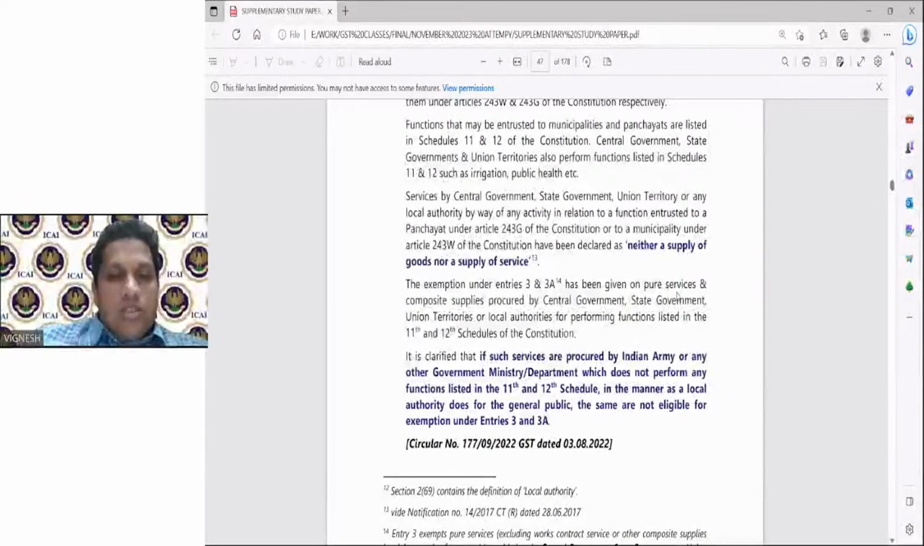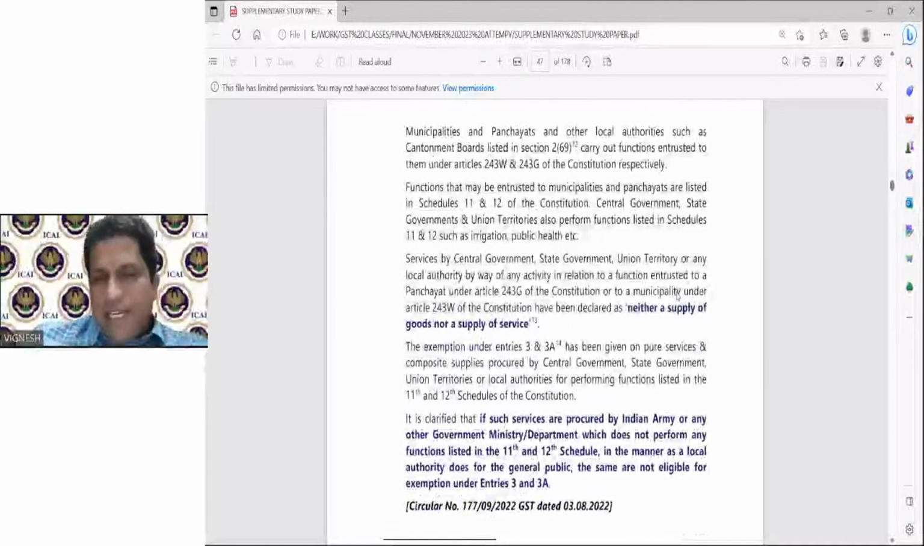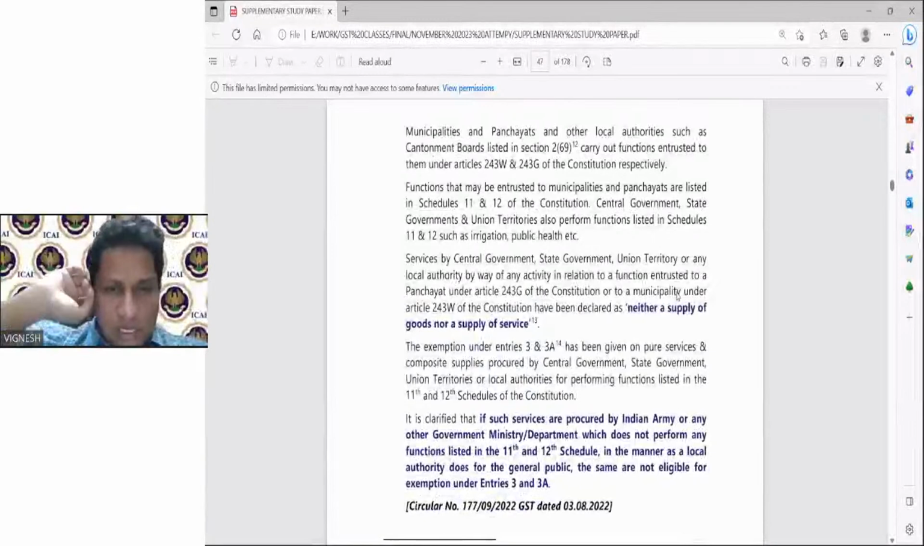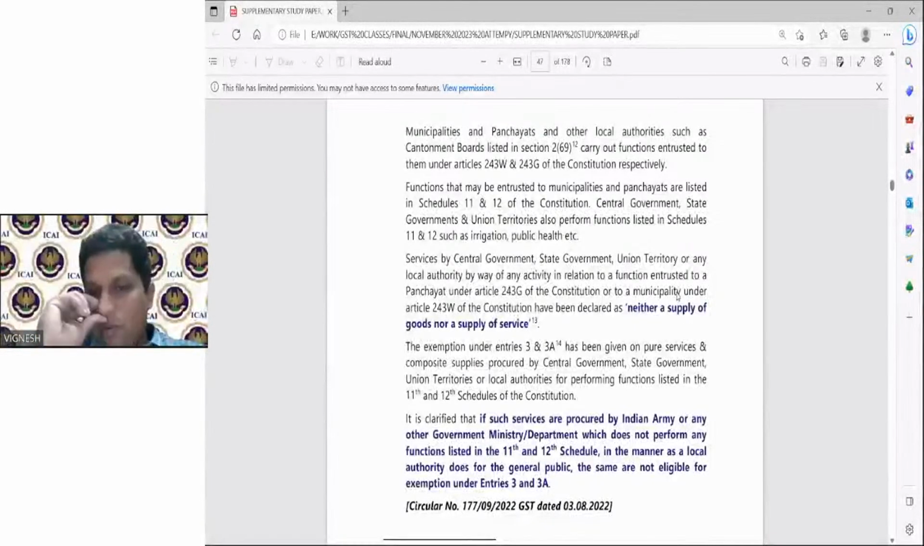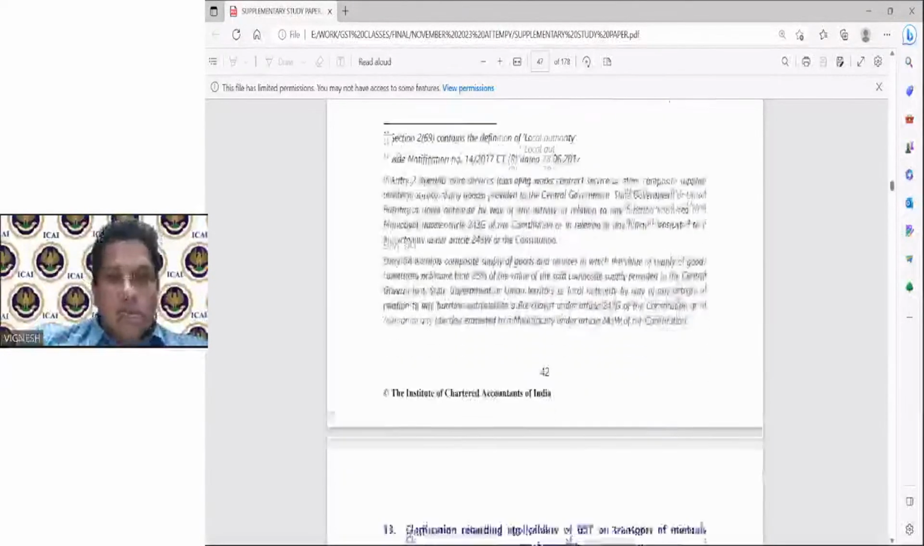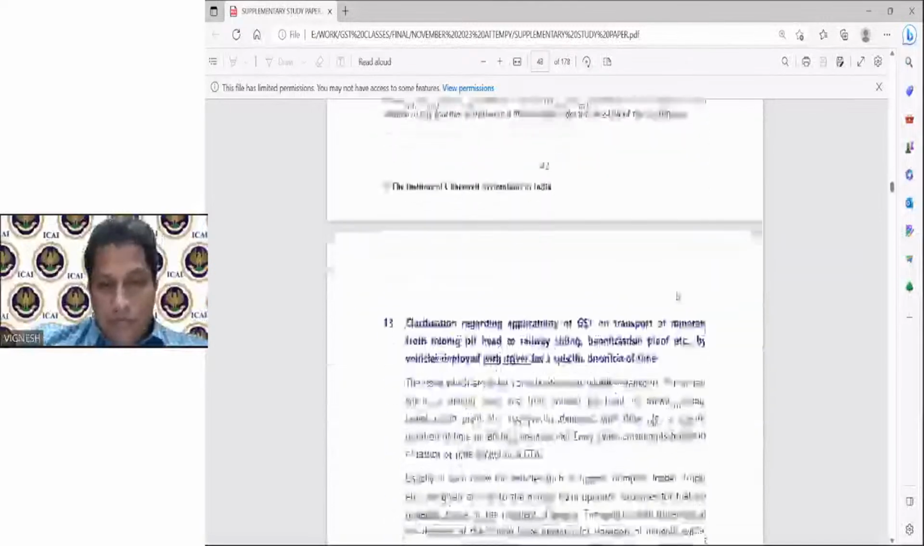In this particular situation, if the same services are procured by the Indian Army or any other ministry which does not perform the functions under 11 and 12, that is your basic essential services function, the same is not eligible for exemption. So if the Army manages its own place, like an official cantonment board, and they are utilizing the service of someone for sanitation service, etc., on that there is no question of exemption.